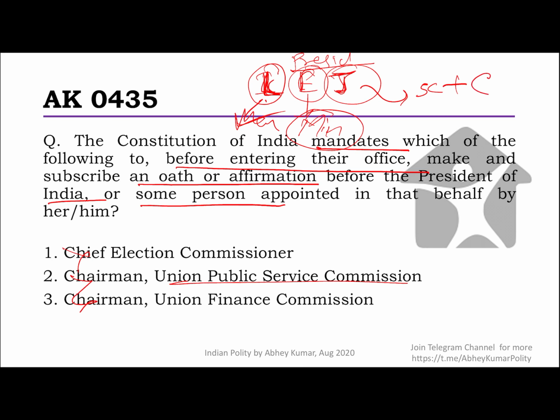Now, there is only one more agency, the Comptroller and Auditor General of India, which is independent of the three wings.